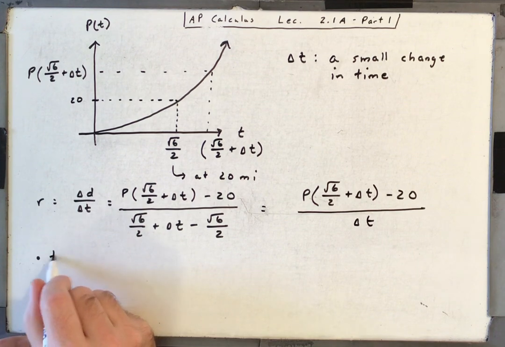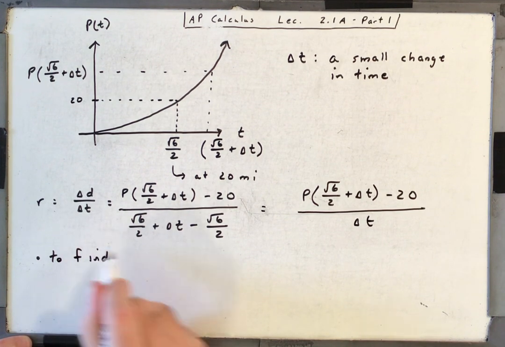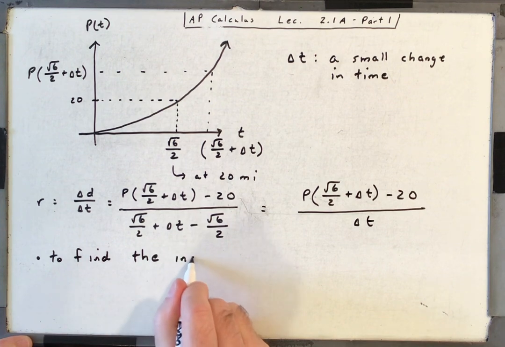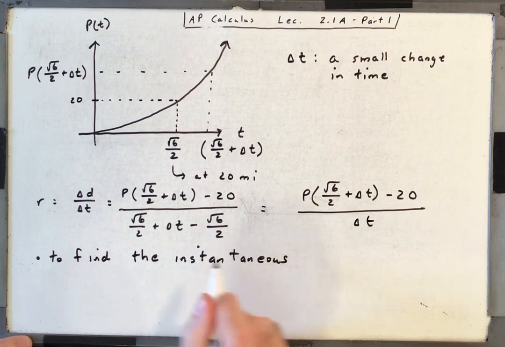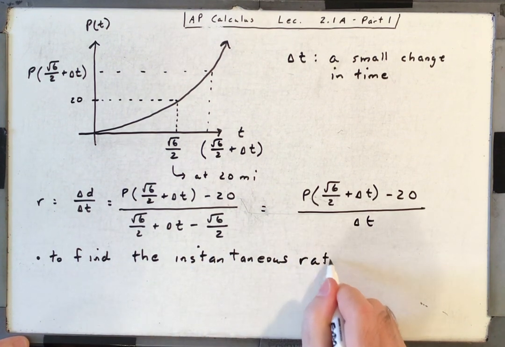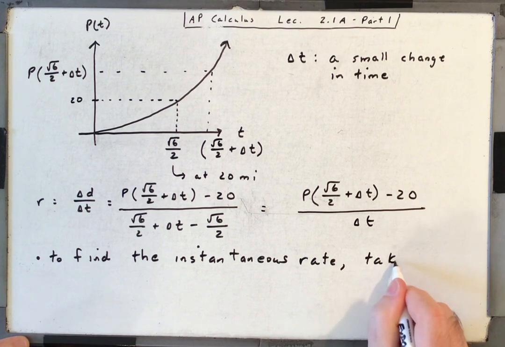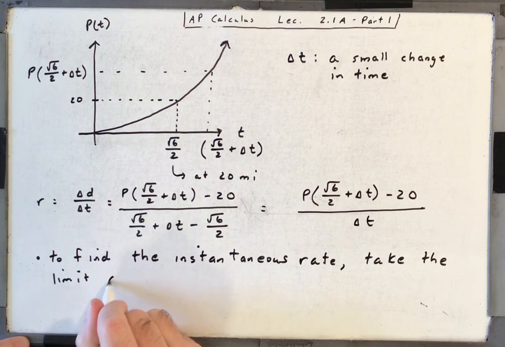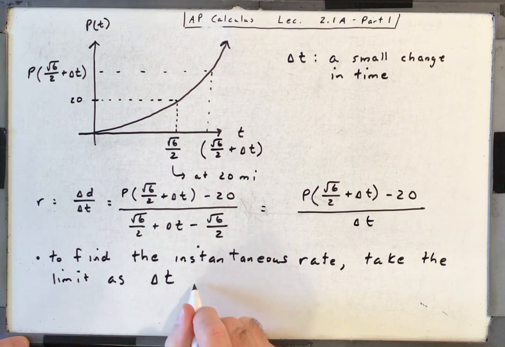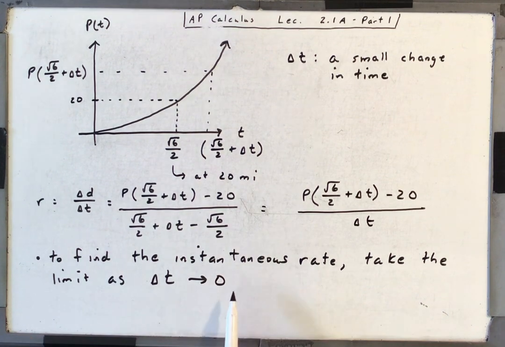So to find the instantaneous rate, we're going to take the limit as delta t approaches 0, as the change in time approaches 0. That's what instantaneous means. Okay, so now we're going to actually do a little math here. So I'm going to erase all this.